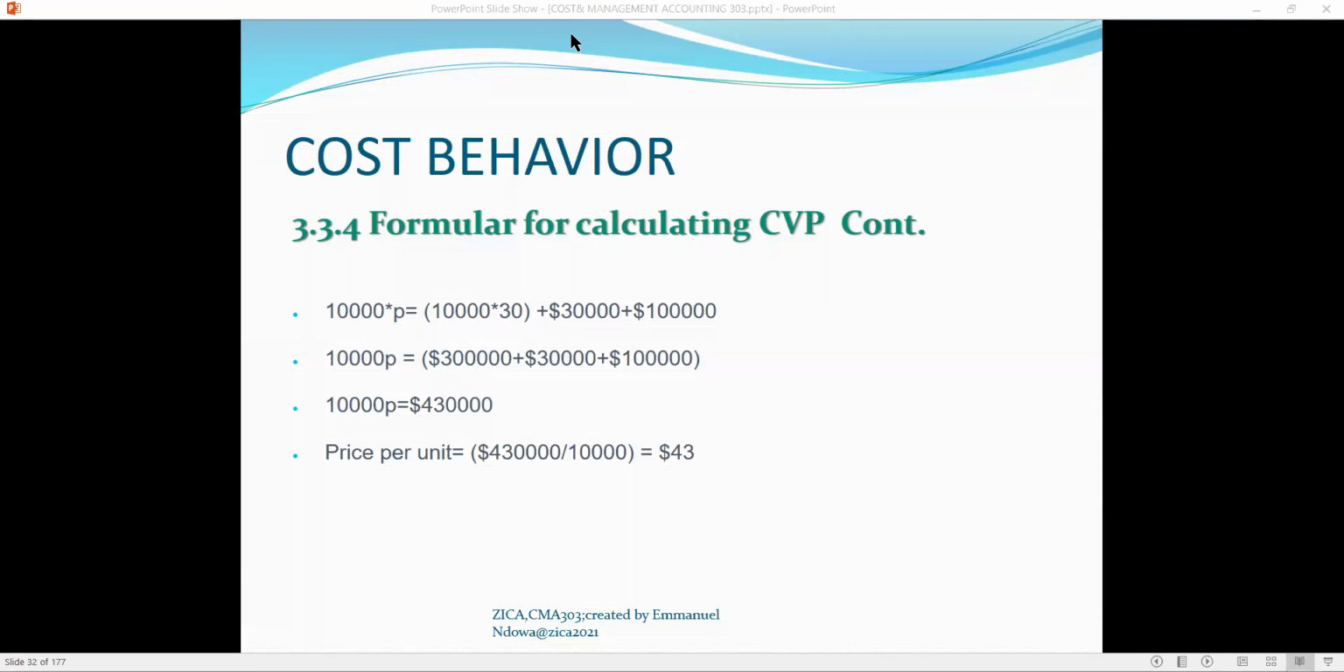You can buy at lower cost. How then can you be in a position to buy at lower cost? You can be in a position to have bargains. You can buy bulk quantities. If you buy bulk, you can enjoy economies of scale. That's how you can reduce the variable cost.